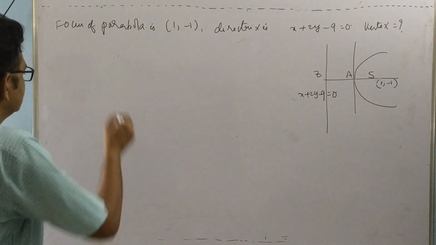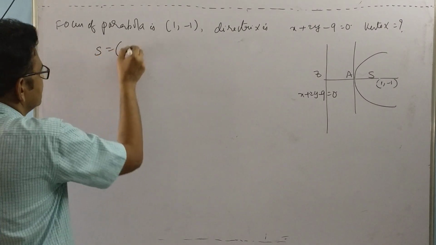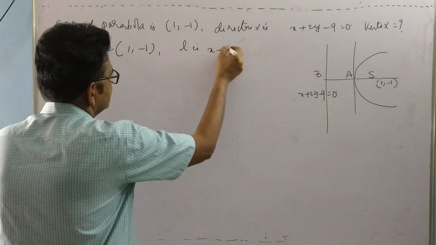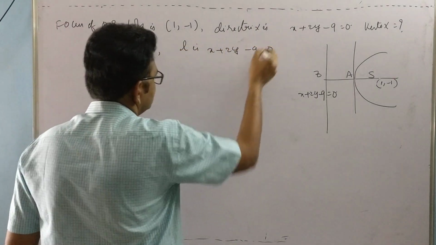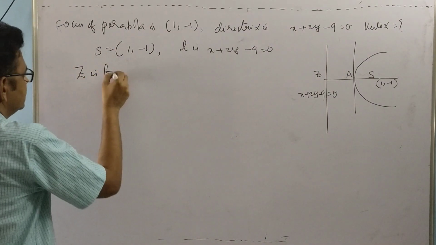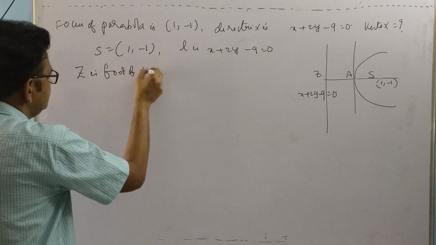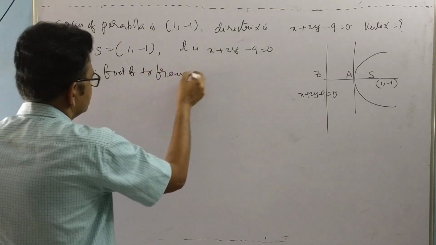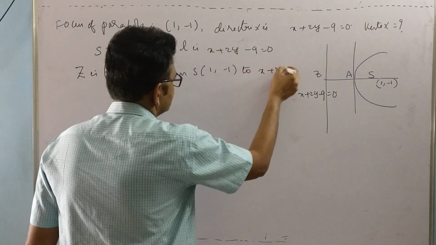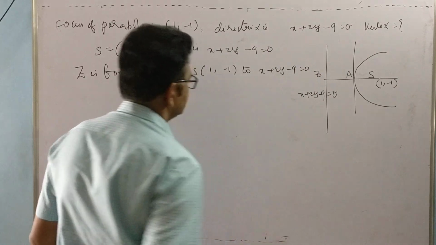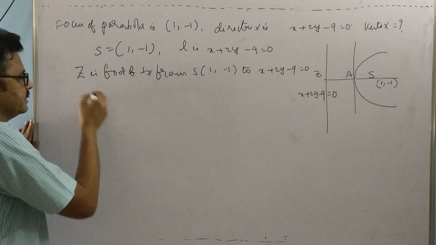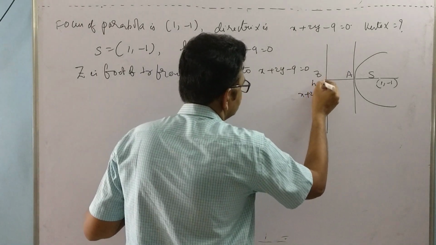Now here S is given 1 comma minus 1 and directrix is x plus 2y minus 9 equal to 0. Now Z is the foot of perpendicular from focus 1 comma minus 1 to the directrix x plus 2y minus 9 equal to 0. Now, what to find the foot of perpendicular? Let h comma k be the foot of perpendicular.